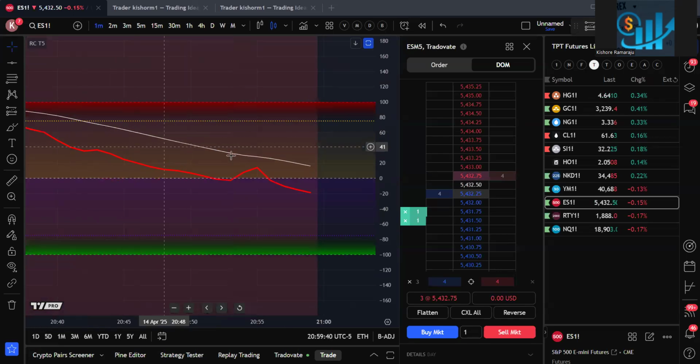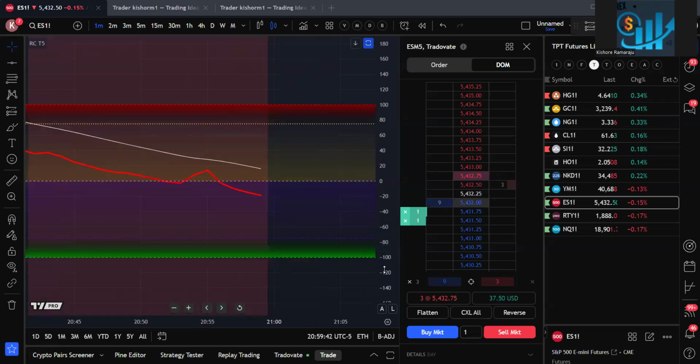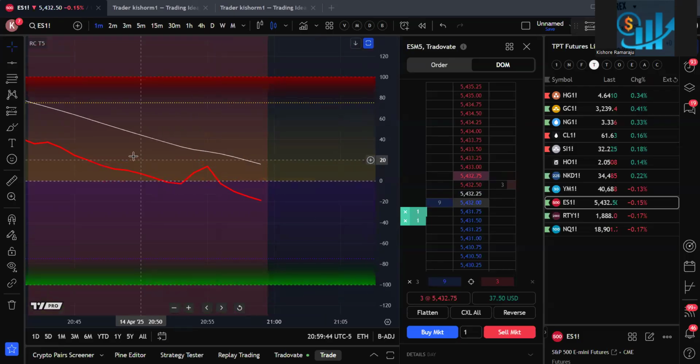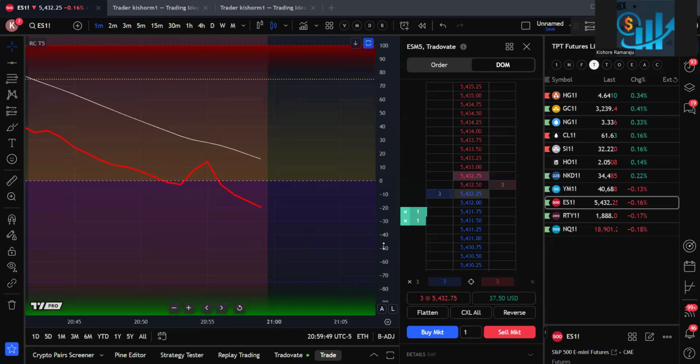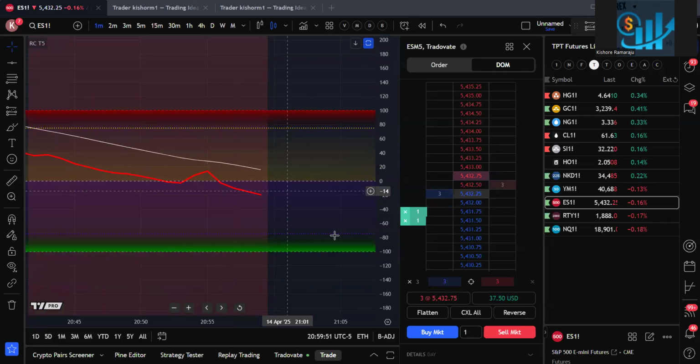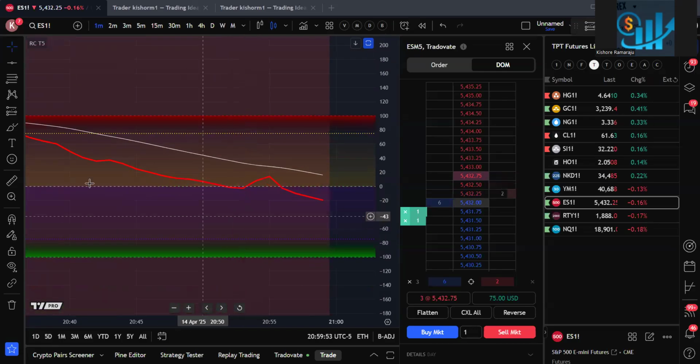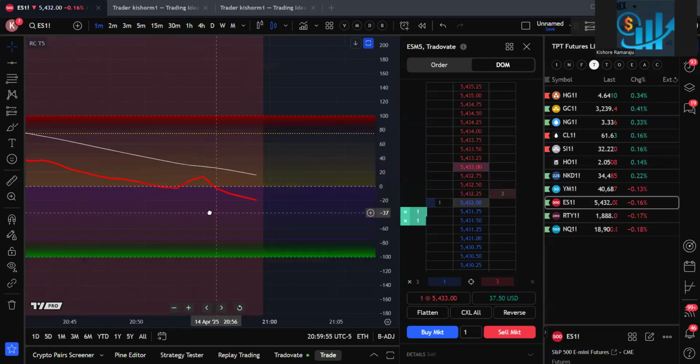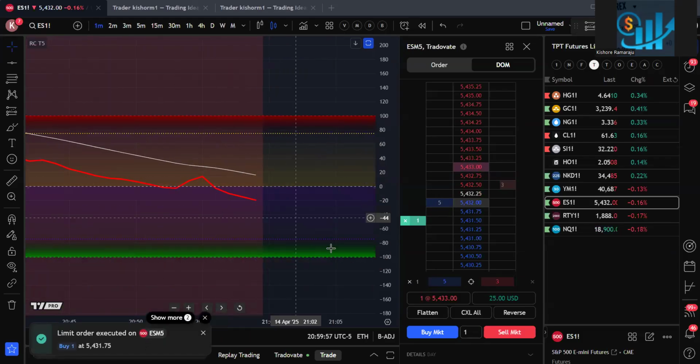You can just look at this and you can determine the direction. Still there is a lot of gap. Still it is pointing to the downside.